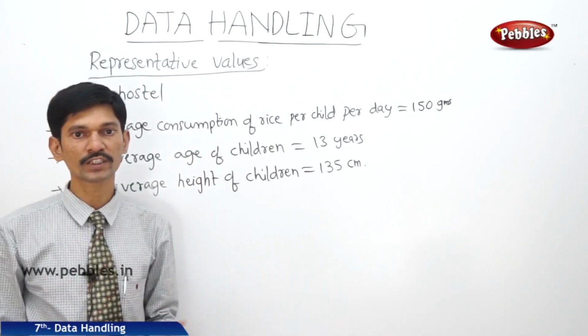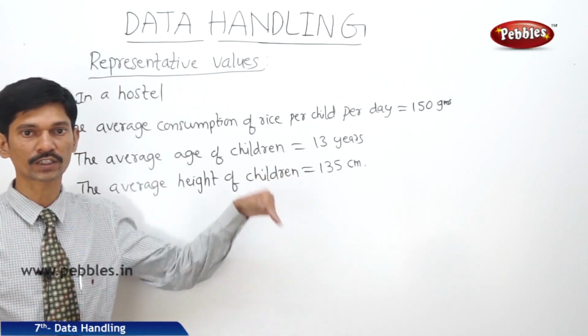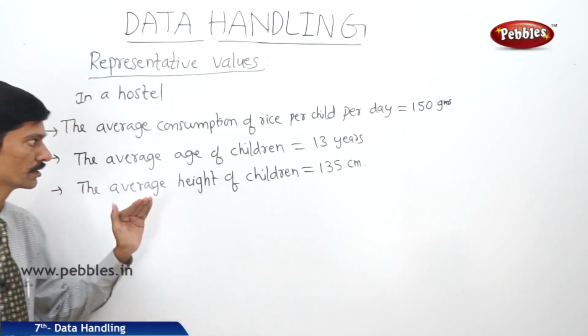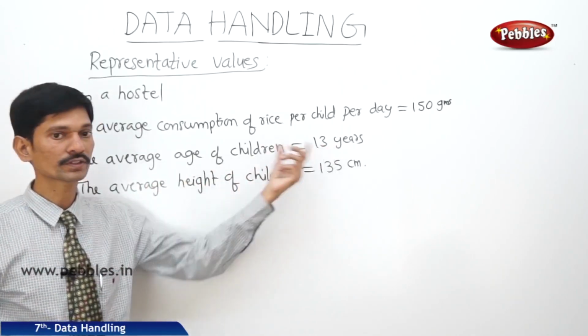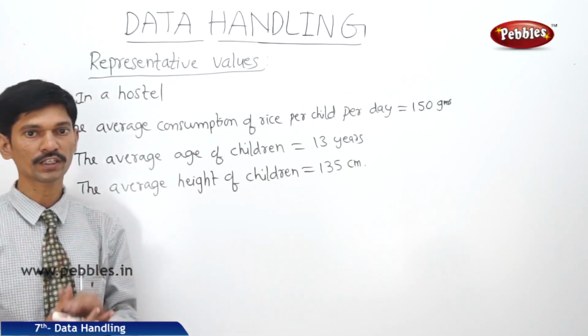Means we cannot say that each child has only 13 years. Some students may be more than 13 years old and some students may be less than 13 years old. But here this 13 years gives us an idea of the average age of each child in the hostel.